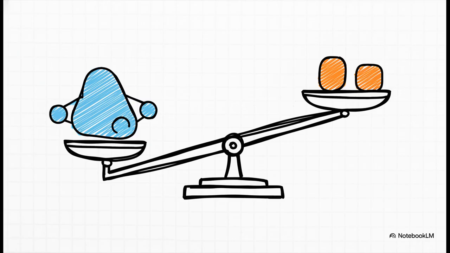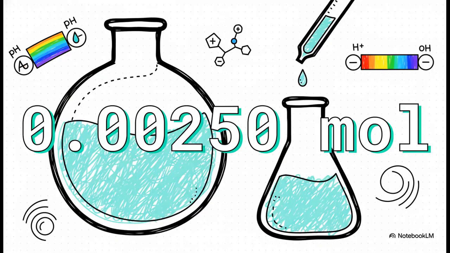Now for the most crucial part of the whole thing, the mole ratio from the balanced equation. This is the magic bridge that connects our acid to our alkali. Because our acid is dibasic, you can see it takes 2 molecules of NaOH to neutralize every 1 molecule of acid. So our ratio is 1 to 2. Now that we have that 1 to 2 ratio, the rest is easy. We can figure out the moles of NaOH that must have reacted. We just take the moles of acid we calculated and multiply by 2. That gives us 0.00250 moles of NaOH.